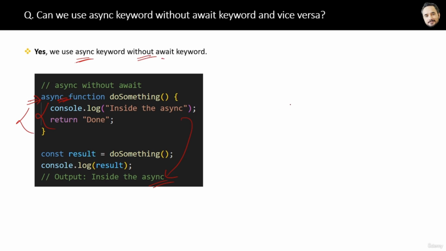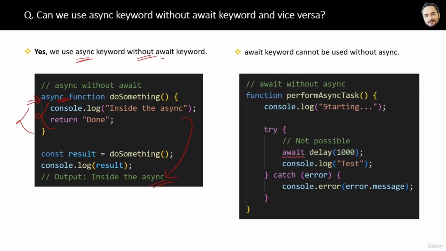But if you see this code, if you try await without async, you will get an error. So the await keyword cannot be used without async. That is like a parent-child relationship. Parent can exist without child, but vice versa is not possible, right?